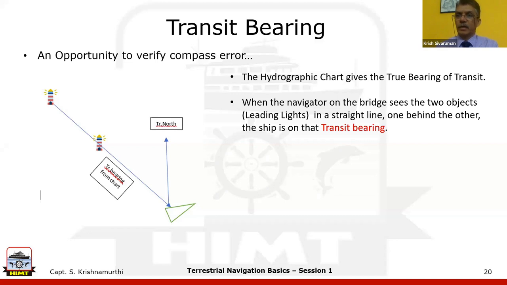Compass least, error east, that is also another way. If your compass bearing or compass course is less than the true course, then your error is east by that many degrees. And compass best: if your compass course or your compass bearing is more than the true bearing, then your error is west by that many degrees.